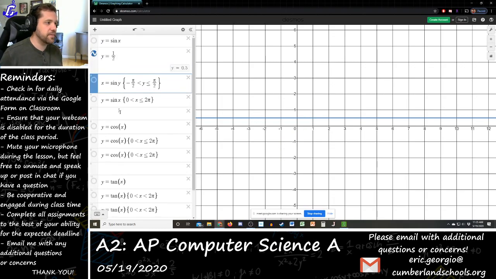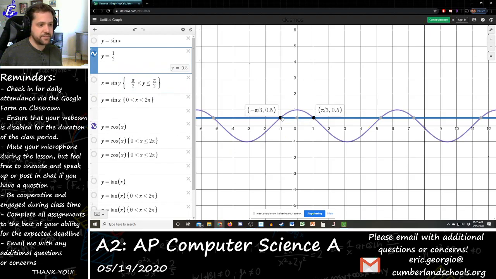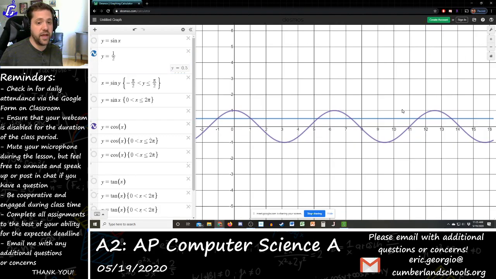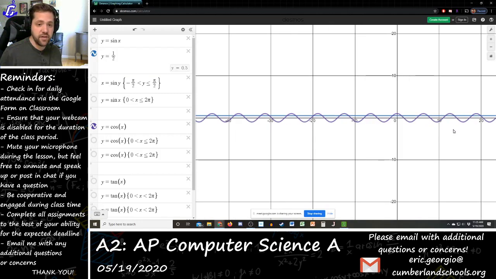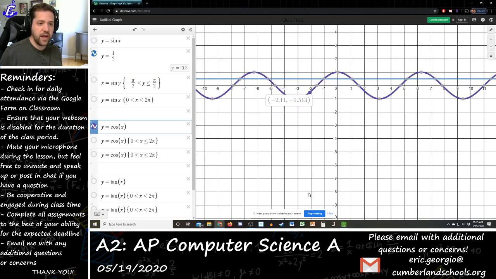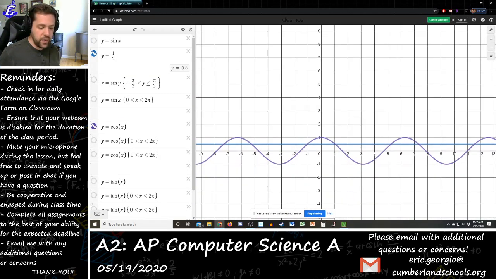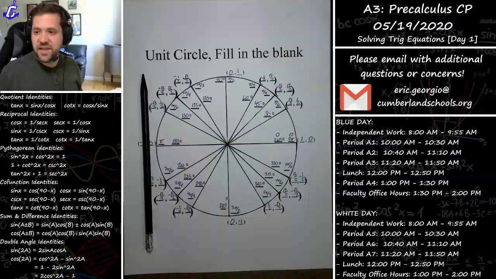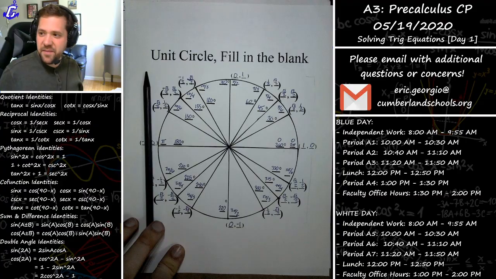Cosine is very similar, right? If I look at when the cosine is 1/2, notice that cosine of pi over 3 is 1/2, cosine of 5 pi over 3 is 1/2, and also 7 pi over 3, and also 11 pi over 3, and also forever and ever, right? Because you can just keep going around that circle. But going back to my unit circle, we're going to be flipping back and forth a lot.